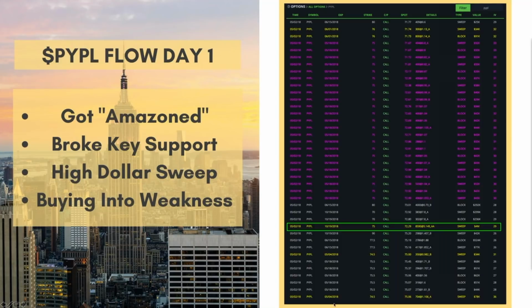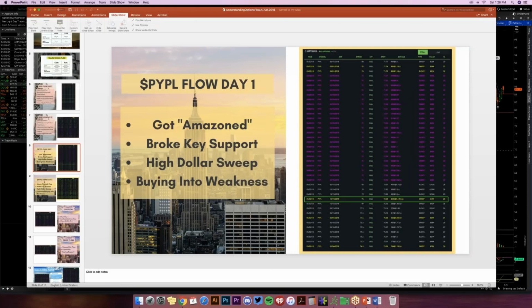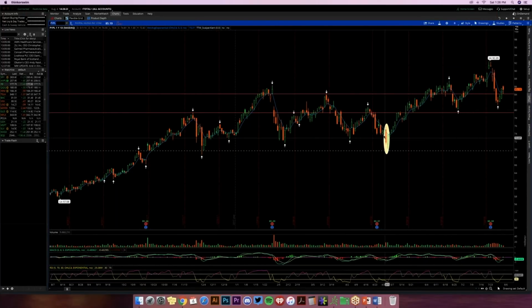A lot of us in the room did play this. So again, going back to that chart, just so you can see it over here, this first red candle was day one of flow, right into weakness. It's actually at a support area or close to a support area. We jumped on it then.